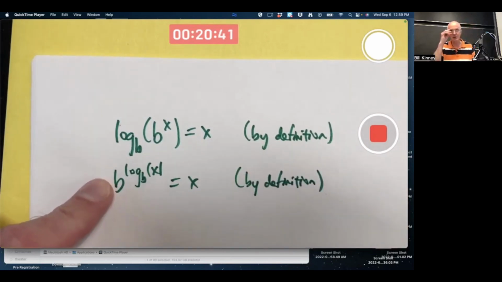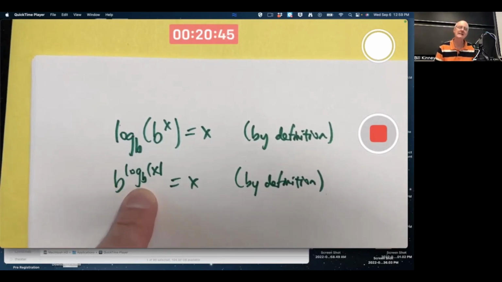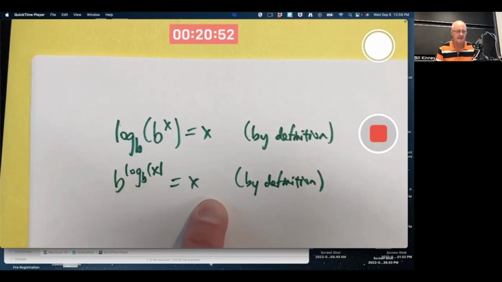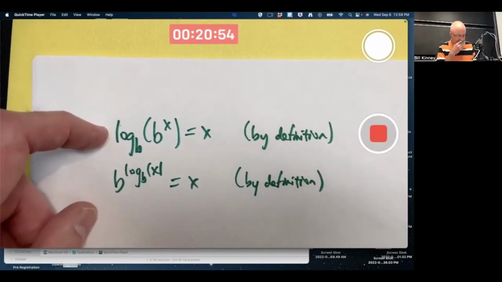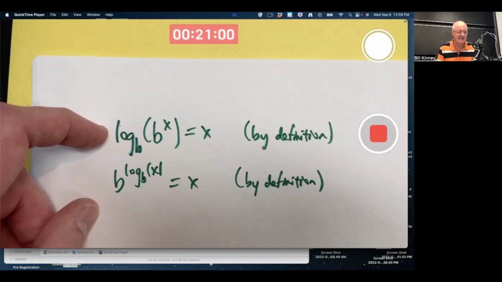This one's more directly true based on what we described. Log base b of x is the number to raise b to get x. So if I take b and raise it to that number, I've got to get x. This one, log base b of b to the x, is the number I've got to raise b to get b to the x. X.